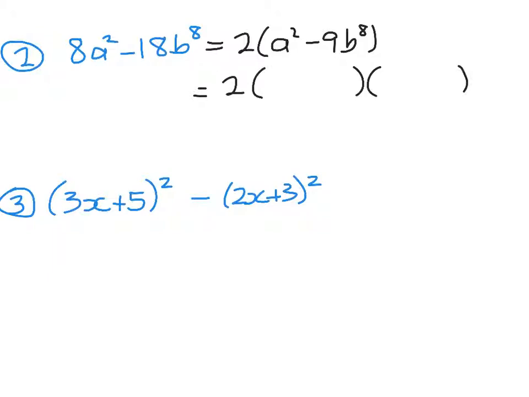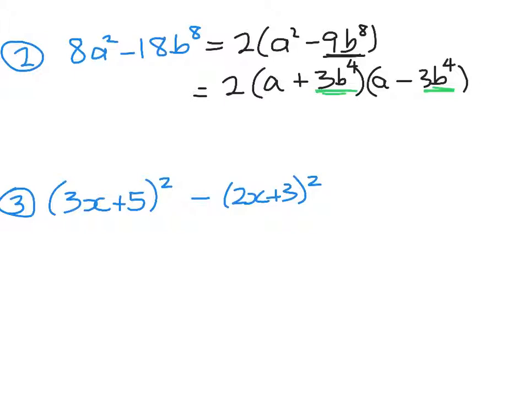The square root of a squared is a. I'm going to have plus here, minus here. Here I'm going to have 3. Now be careful with the next bit, it's going to be b to the power of 4. Remember that when I multiply exponents together, if they've got the same base, I just add the powers. So that's the second question done.